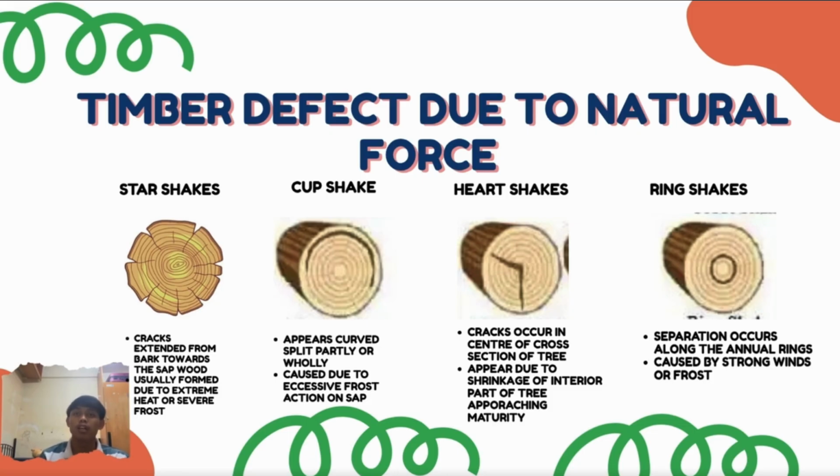And the last one is the ring shape. Ring shapes occur when the wood separates along the annual growth rings. This is commonly caused by strong winds or corrosion during the tree's growth.